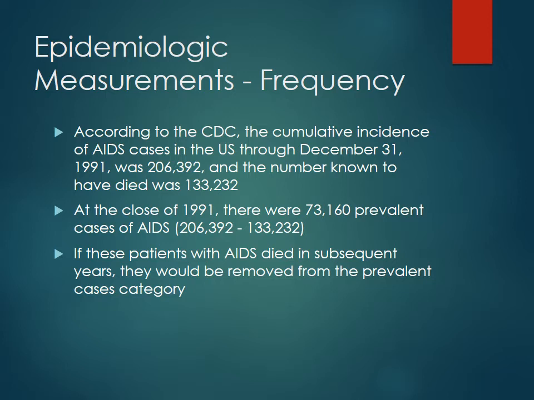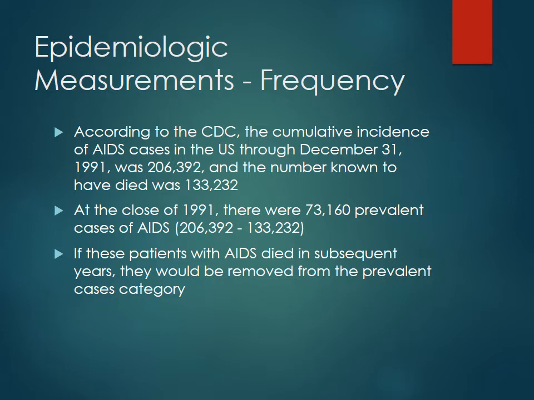So again, looking at the cumulative incidence of AIDS cases through December 31st, 1991 was 206,000. The number known to have died was 133,000. So those bars kind of show that. And at the close of 1991, there were 73,160 prevalent cases.